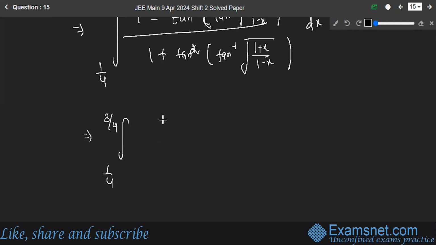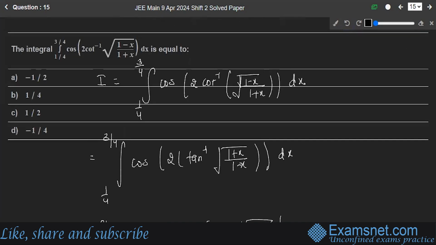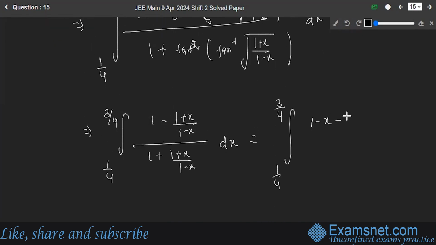So integral from 1 by 4 to 3 by 4 is equal to 1 minus (1 plus x) upon (1 minus x), divided by 1 plus (1 plus x) upon (1 minus x), dx. This is 1 by 4, this is 3 by 4. So on solving, you will have 1 minus x minus 1 plus x upon 1 minus x plus 1 plus x, dx. And from here, you'll have the cancellations, as here it's plus. This and this will cancel.